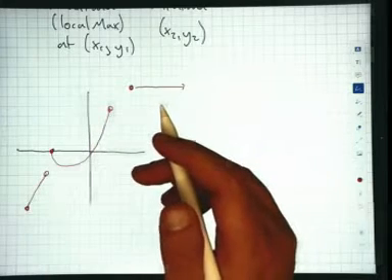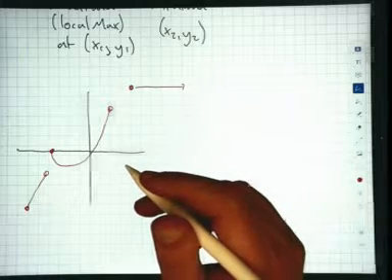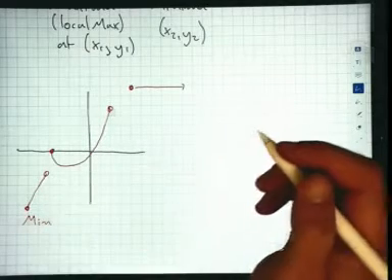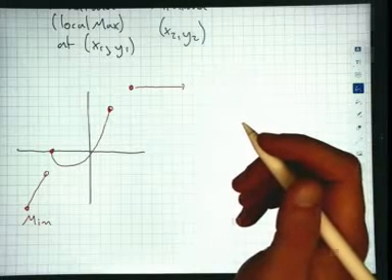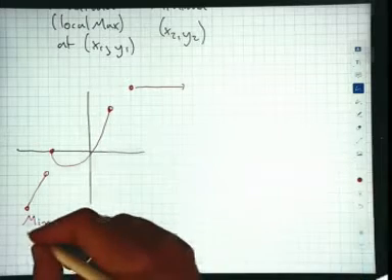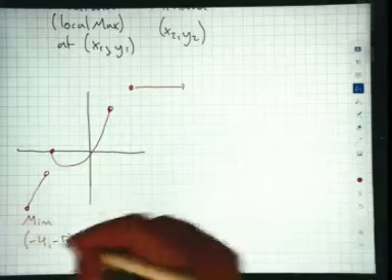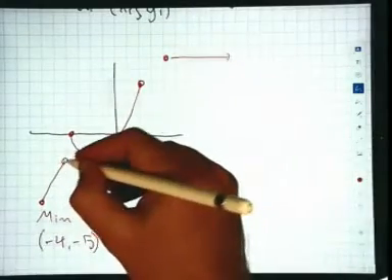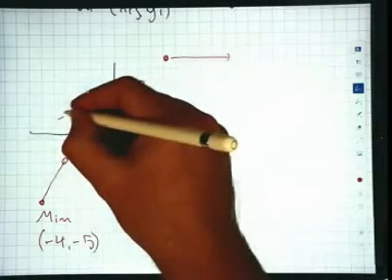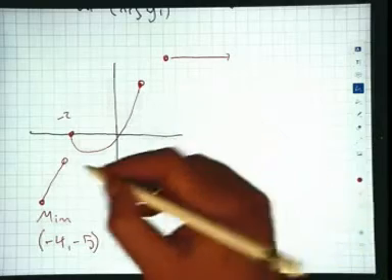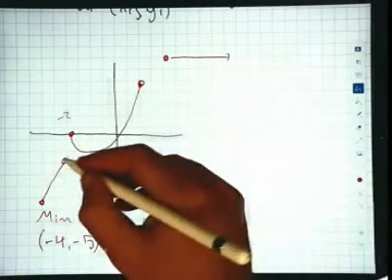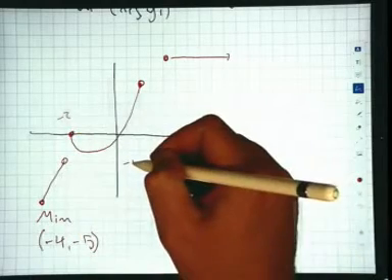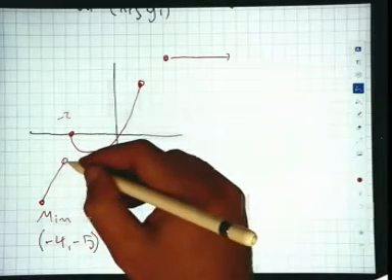So a couple of things to be thinking about. This would be a minimum right here. That would be a min. And if we look at the points on the graph, we can determine that that point occurs at (-4, -5). Now, because this is an open circle, even though we can decide this is at (-2, -1), because it's an open circle, we cannot define this as a maximum because it really never actually reaches the point (-2, -1). So that's not a max.